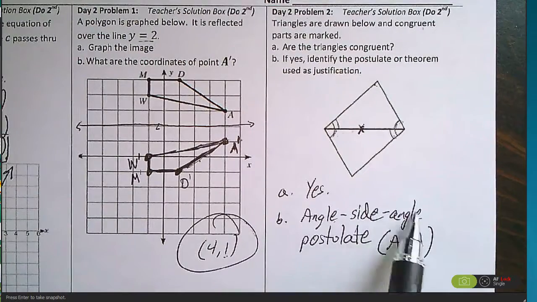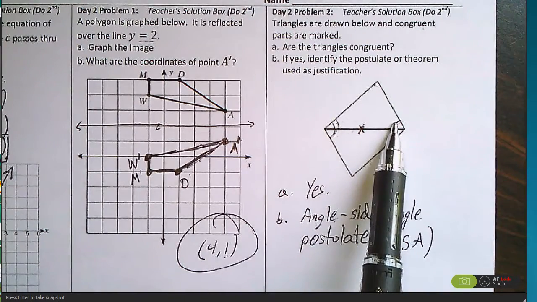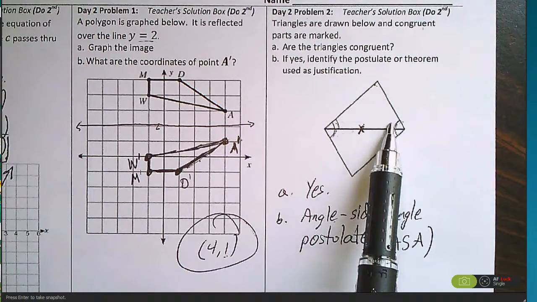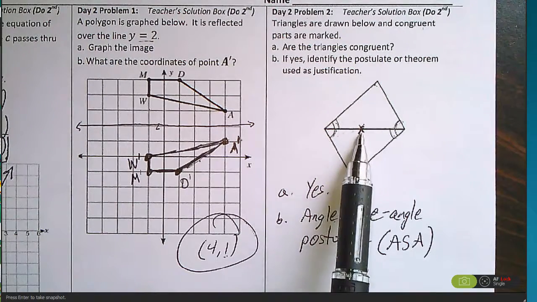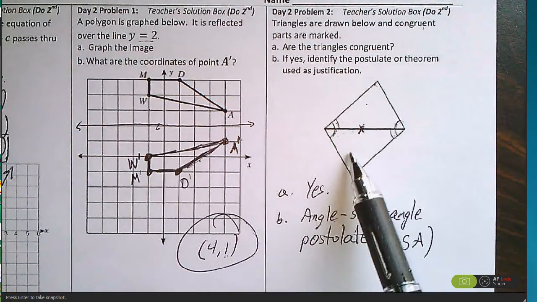What the angle side angle postulate states is that if a triangle has 2 angles and the side included between the angles congruent to 2 angles and the side between in another triangle, then the triangles are congruent. And that is the situation that we have in this picture.